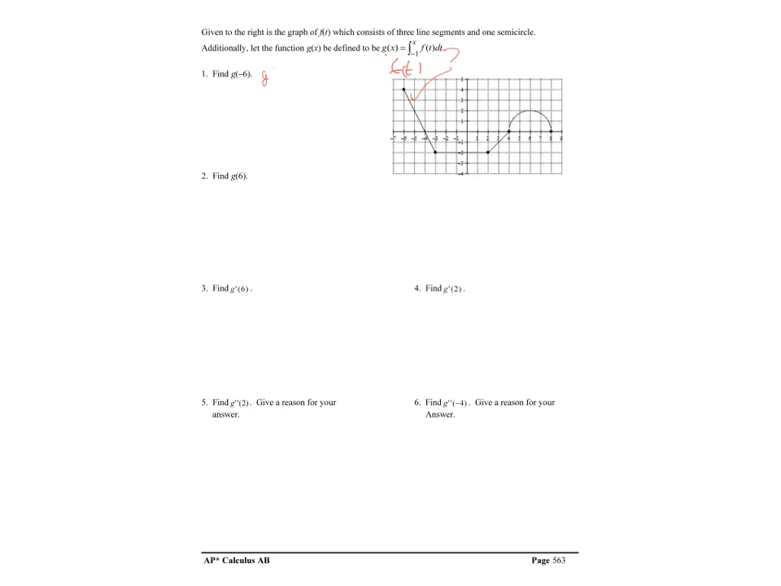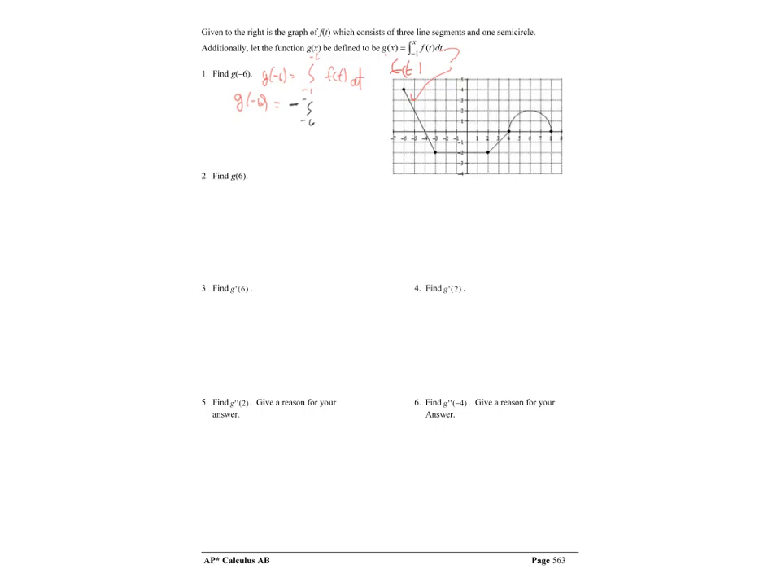Well, g of -6 must be the integral from -1 to -6 of f of t dt. Now, first thing I notice before I even get going on this, my upper limit is smaller than my bottom limit. So we should use that property to put them in the right order. We always want to go left to right. So we're going to write negative of the integral -6 to negative.